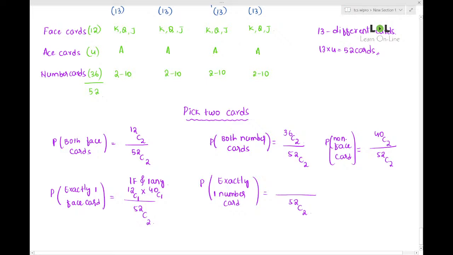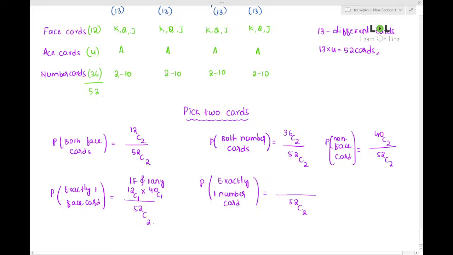Anyone. That's it, Prashant. I need complete favorable cases. Complete favorable cases. 36C1 and 16C1. Right answer.